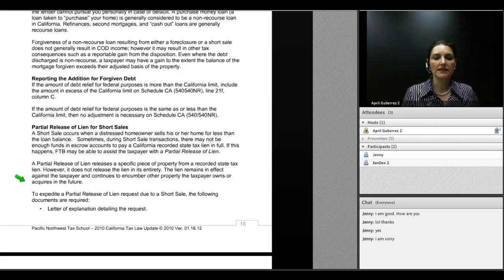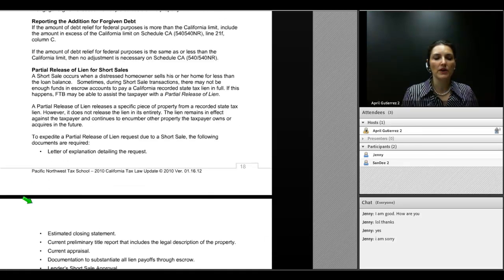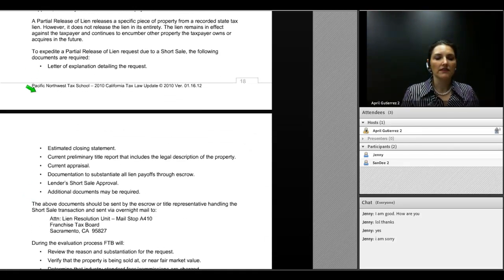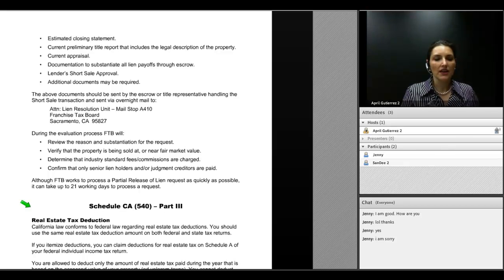To expedite a partial release of lien request due to a short sale, the following documents are required by FTB: a letter of explanation detailing the request, estimated closing statement, current preliminary title report that includes the legal description of the property, a current appraisal, documentation to substantiate all lien payoffs through escrow, a lender's short sale approval, and additional documents that may be necessary. The above documents should be sent by the escrow or title representative handling the short sale transaction to the address shown here. So the purpose of all of this is that the FTB wants to make sure that there's no funny business going on here.